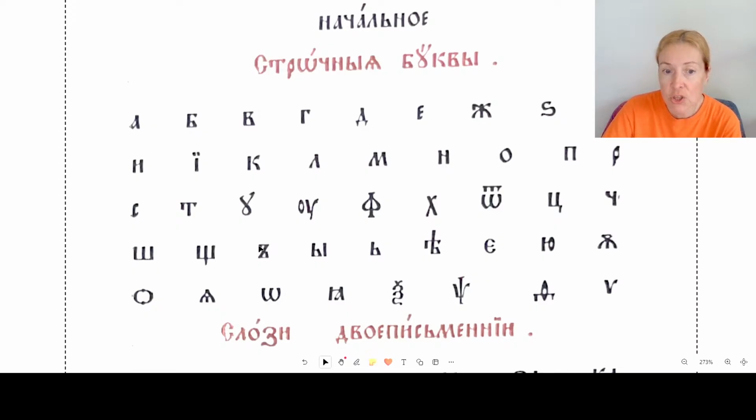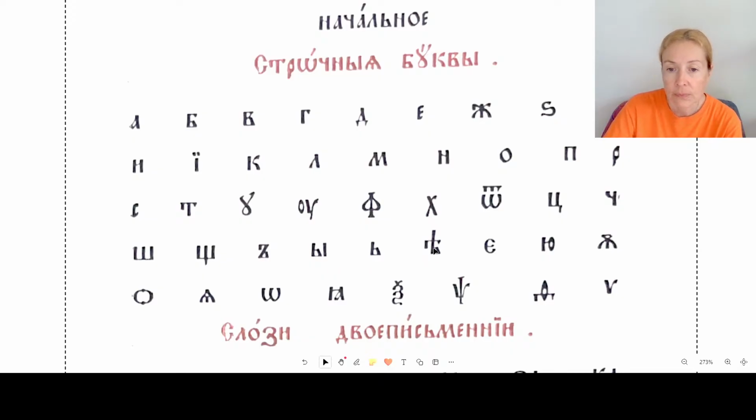We don't read this in Church Slavonic. In Old Church Slavonic, this had a sound, but in Church Slavonic, this is yer, and it doesn't have a sound. We don't read it when we see it. So this is yeri. This is yer, yeri, yer. So only yeri has the sound now in Church Slavonic.